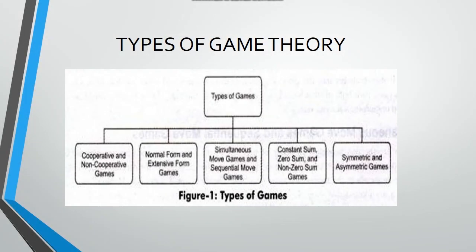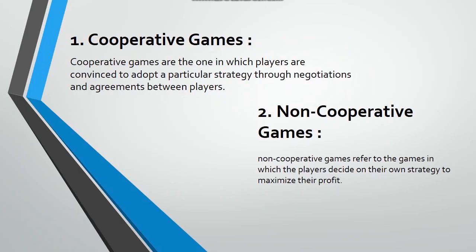There are five types of game theory. The first type is cooperative games and non-cooperative games. Cooperative games are the ones in which players are convinced to adopt a particular strategy through negotiation and agreement between players. Let us take the example cited in the Prisoner's Dilemma to understand the concept of cooperative games. In case John and Meg had been able to contact each other, then they would have decided to remain silent. Therefore, their negotiation would have helped in solving the problem.